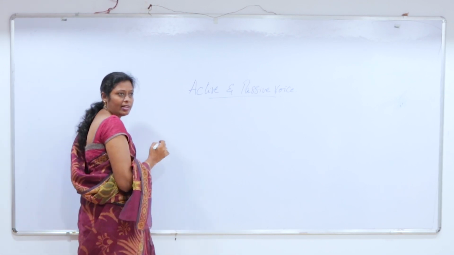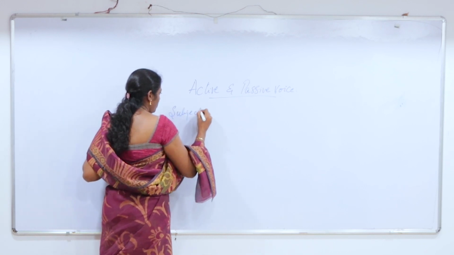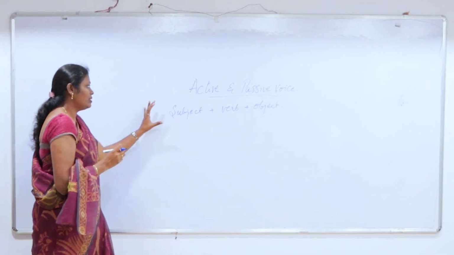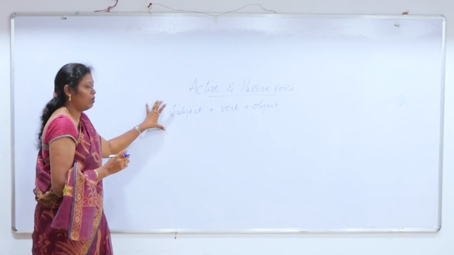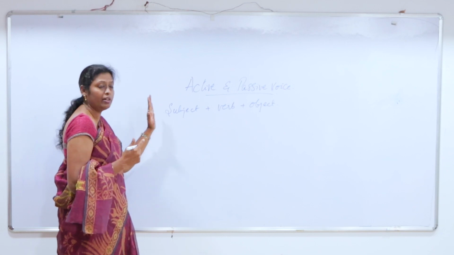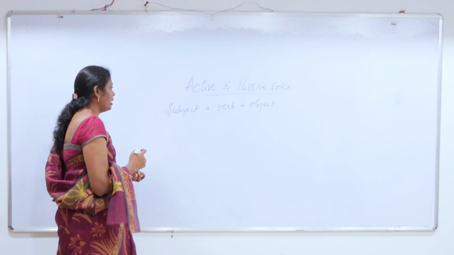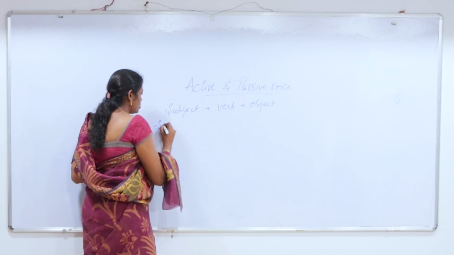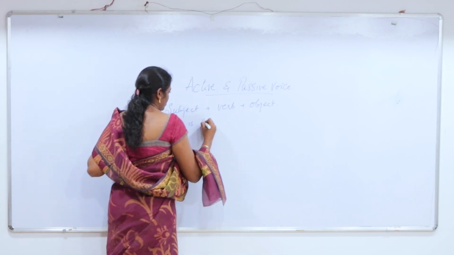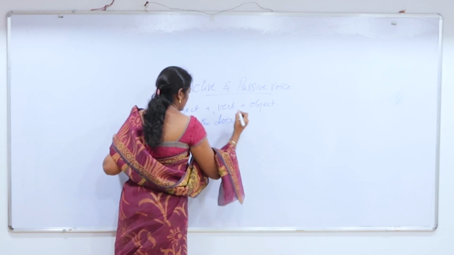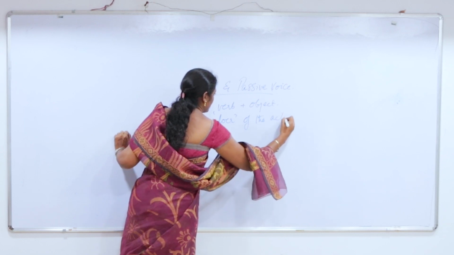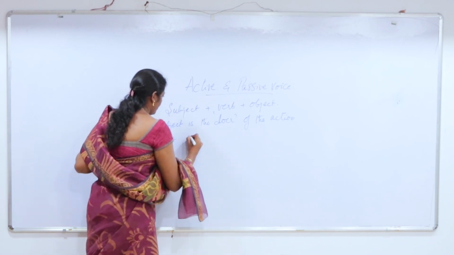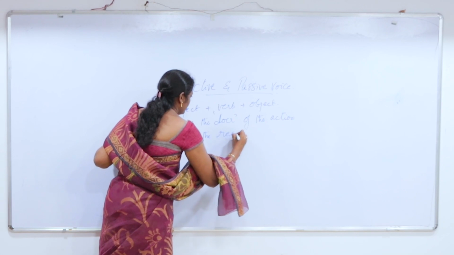Every sentence has three parts, as we have seen: subject, verb, plus object. In the last session we also saw that a noun or pronoun can become the subject. Why we need to focus on the subject and object in active and passive voice is that the subject is called the doer of the action, and the object becomes the receiver of the action.